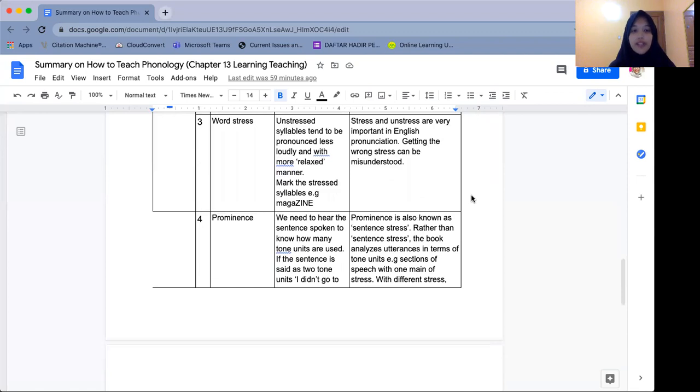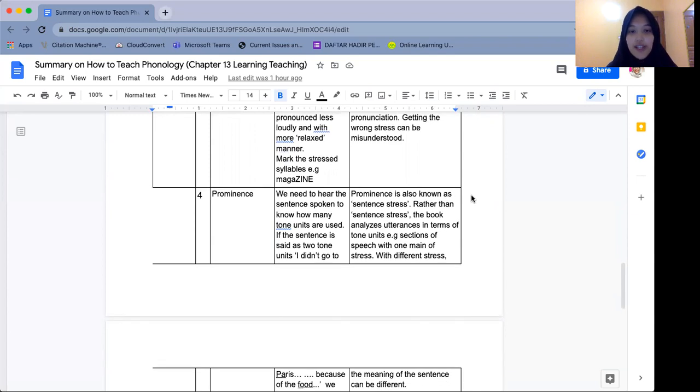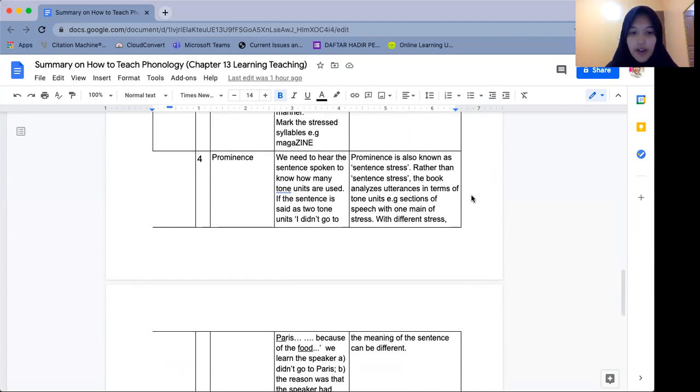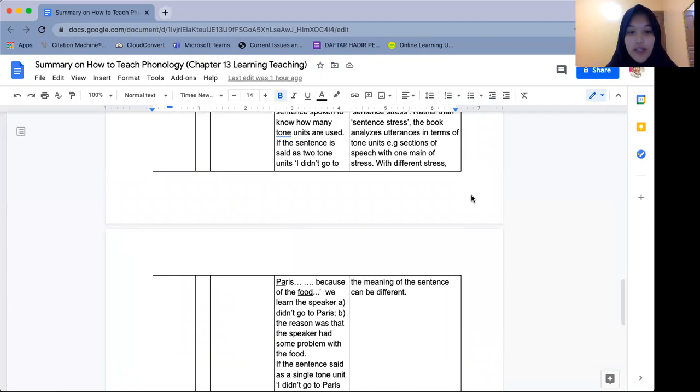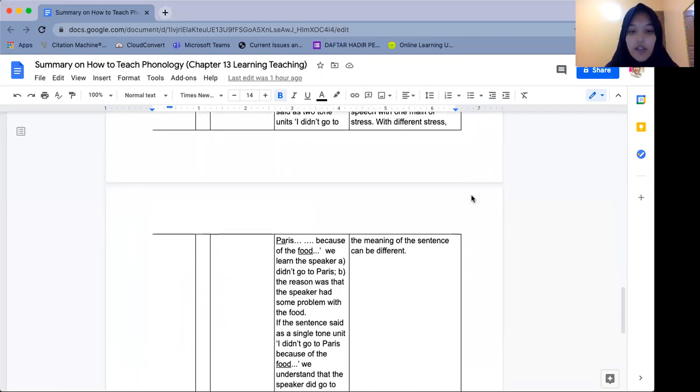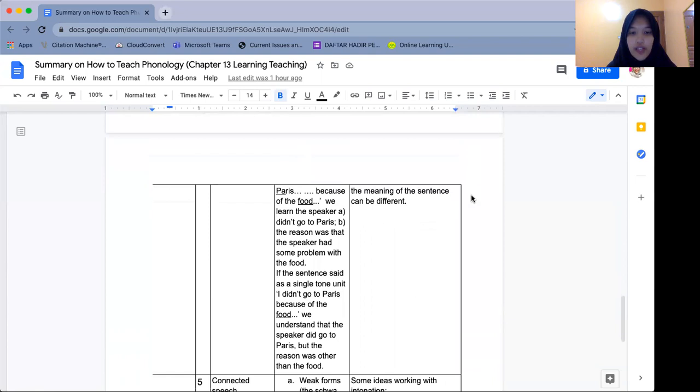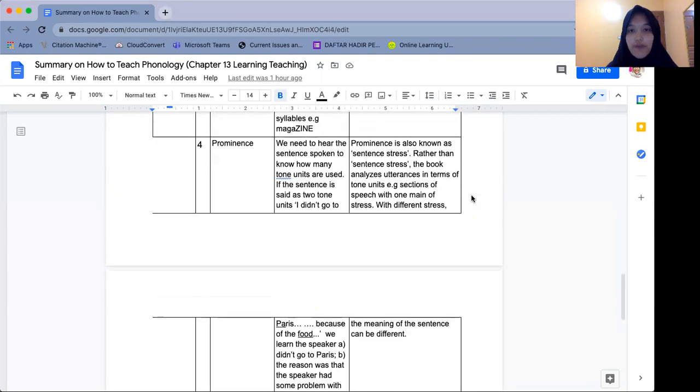Number 4 is prominence. The technique is that we need to hear the sentence spoken to know how many tone units are used. If the sentence is said as 2 tone units, "I didn't go to Paris, because of the food," we learn A, the speaker didn't go to Paris, and B, the reason was that the speaker had some problem with the food. If the sentence is said as a single tone unit, "I didn't go to Paris because of the food," we understand that the speaker did go to Paris, but the reason was other than the food.